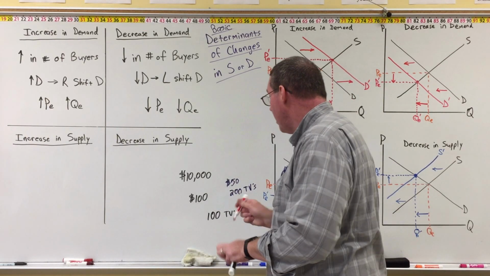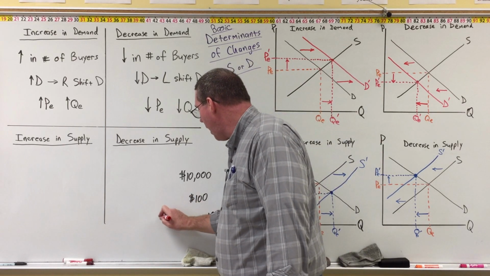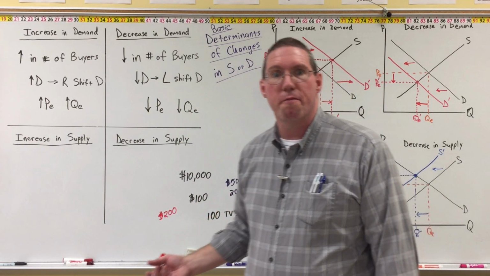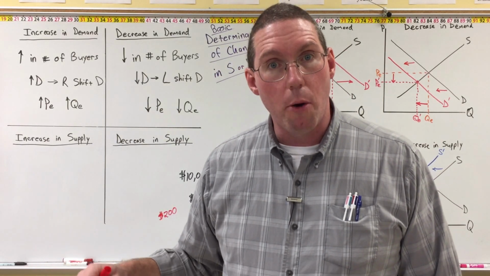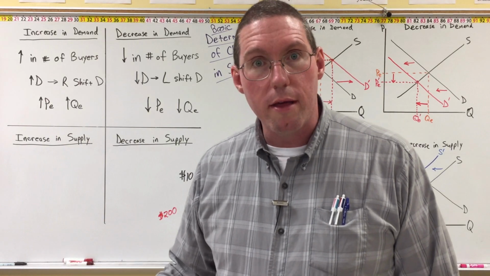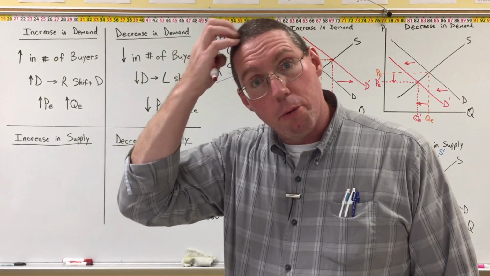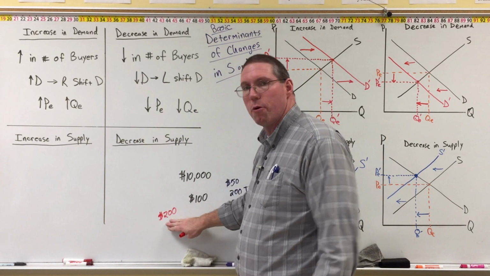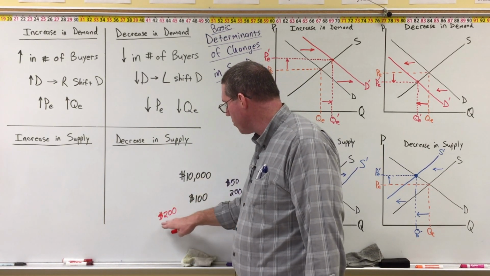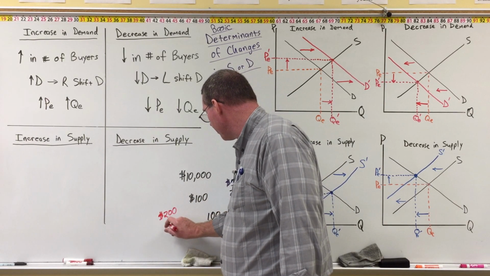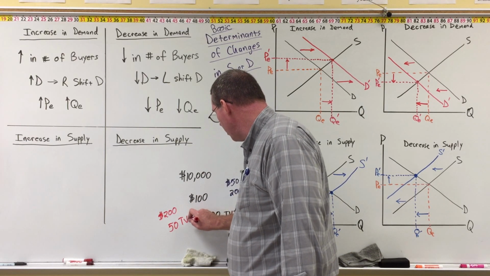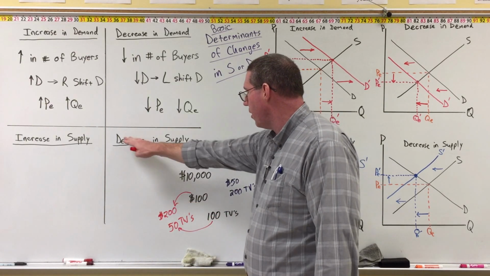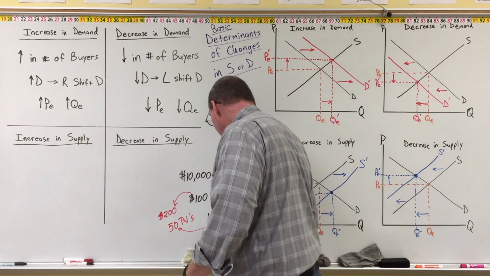On the other hand, what if the cost of production went up? What if it now costs $200 to produce each TV? Why would the cost of production go up? Oh, well, it could be that the electronic components are now more expensive to buy. It could be that the employees have demanded a raise and now they have to pay their employees more. There's lots of reasons why production costs can go up or down. But now let's say it costs $200 to produce each TV. Well, if we divide $10,000 by $200, that's only 50 TVs. And so, because the cost of production went up, the supply of TVs went down, and that's a decrease in supply.